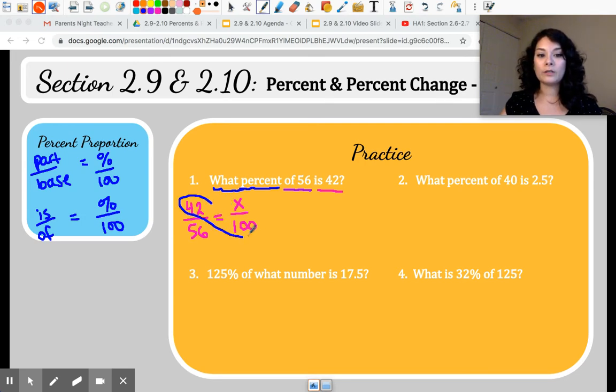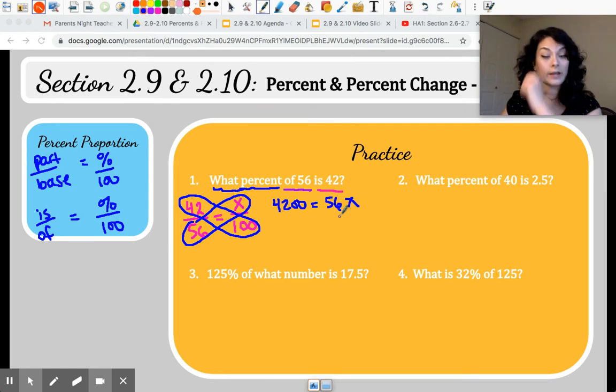So one of my cross products is going to be 42 times 100, which is just 4,200. The other cross product is going to be 56 times x, or 56x. And now it's a one step where I can solve by dividing by 56. When I do this, 4,200 divided by 56, I get 75.